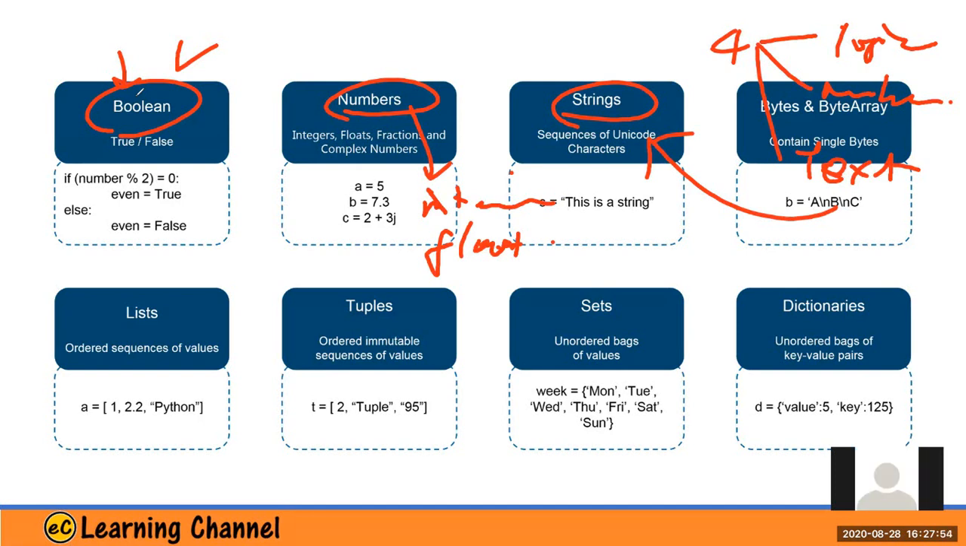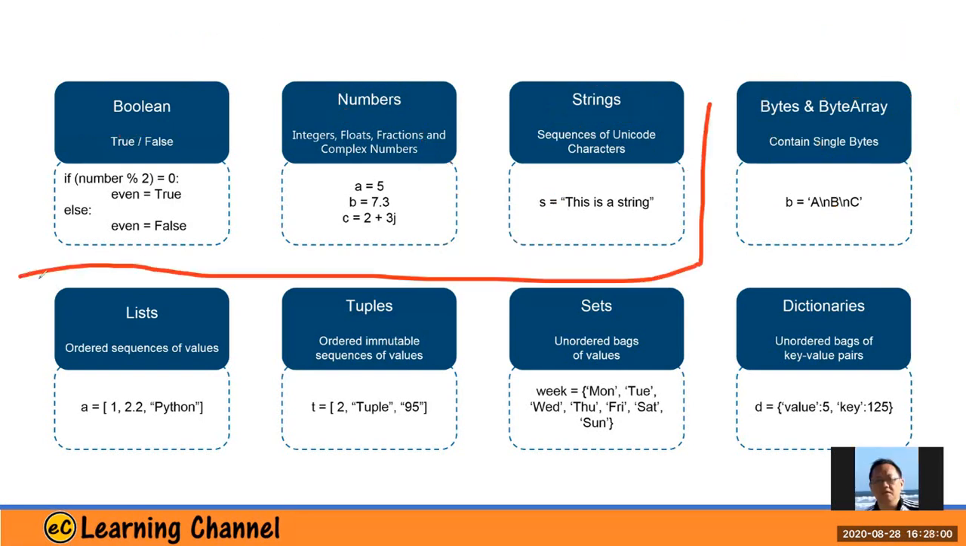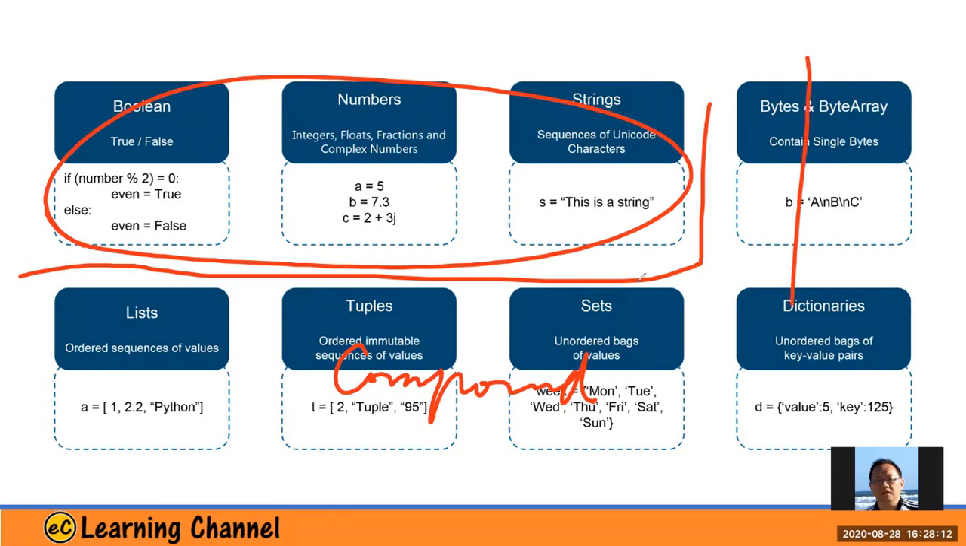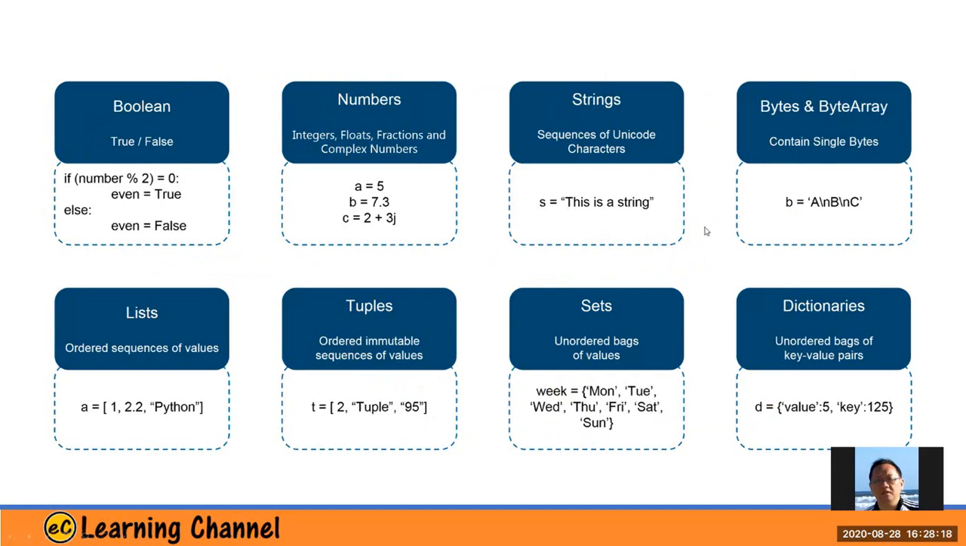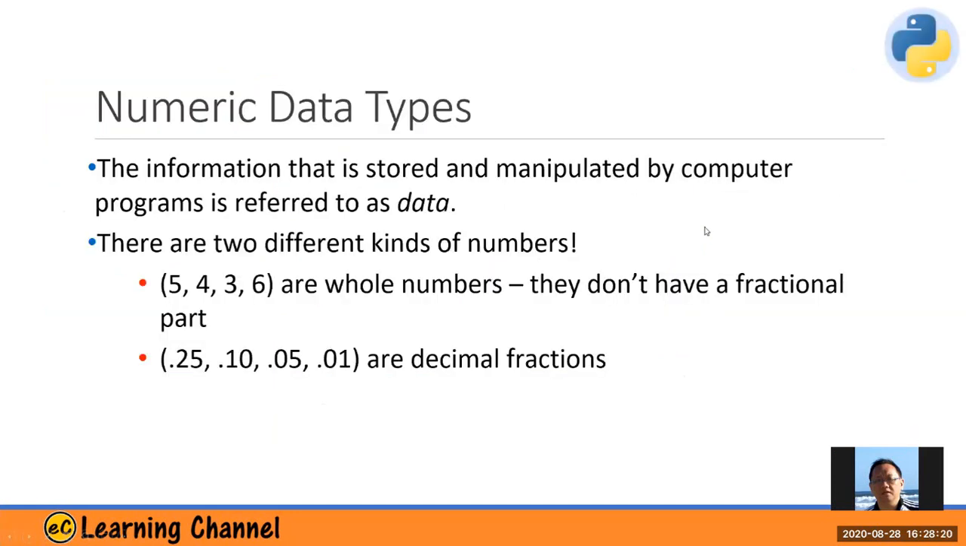Yeah. And then out of these three basic data types, we have 5 more types. These are compound data. Compound data is a collection of data. So today we focus more on these 3 basic ones. We will touch on compound data later. Compound data is actually a collection of the basic data.